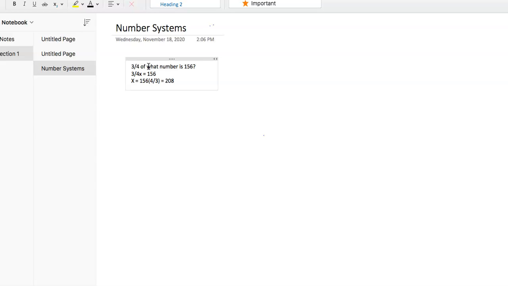So 3/4 of what number is 156? When you see "of what number," you just think that means x. Once we see "of" right there, that means just put an x there, for 3/4 of some number that we don't know. So that's going to be x, and "is" always represents an equal sign, and that's where we have it right there to get it to equal 156.